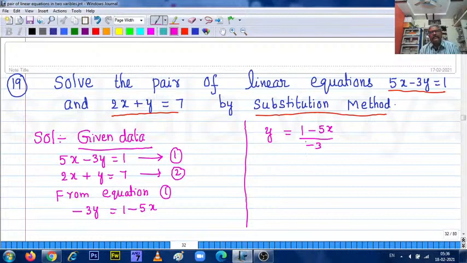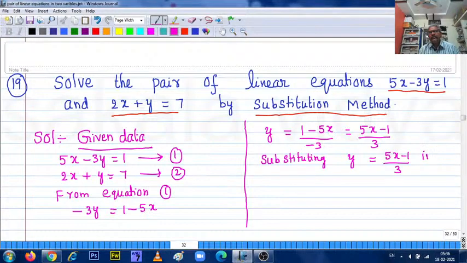You multiply this minus with the numerator. You get 5x, minus into minus plus 5x, and minus 1 by 3. This is the y value. So now substituting y equals 5x minus 1 by 3 in equation 2. In the second equation, we are going to substitute in the place of y, 5x minus 1 by 3.